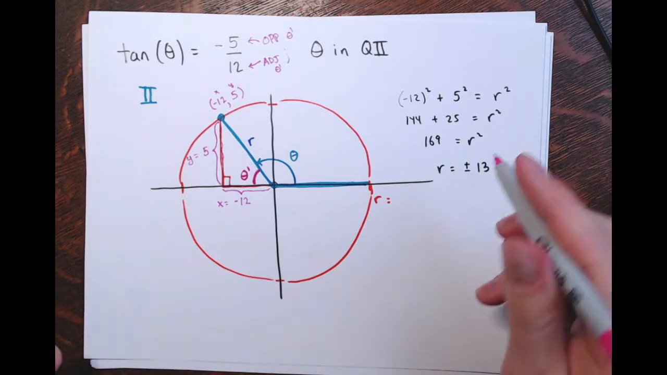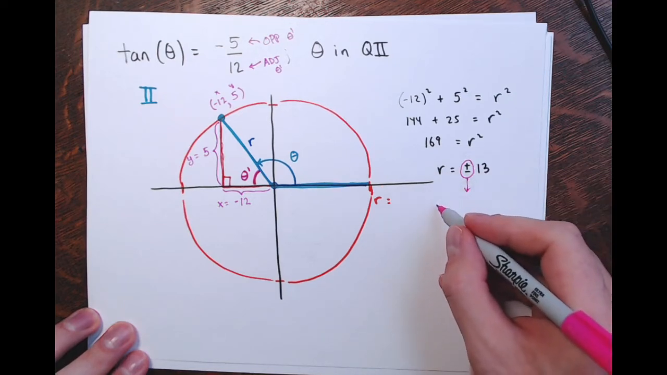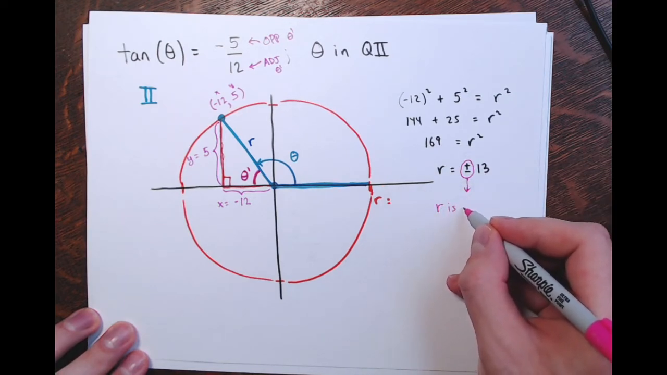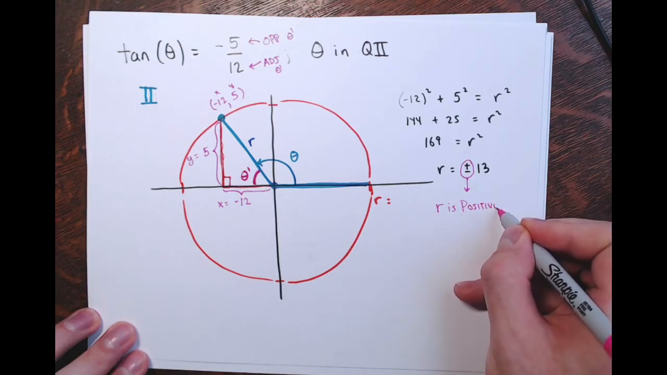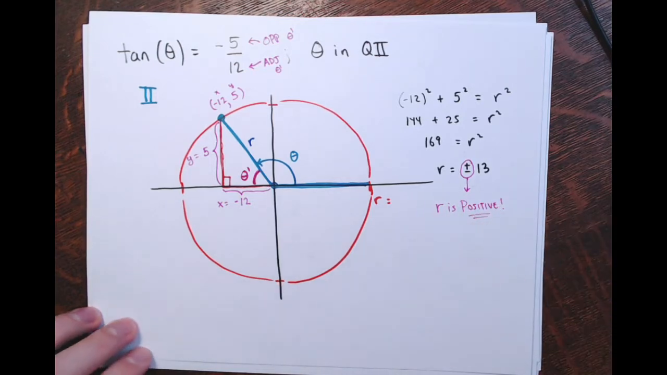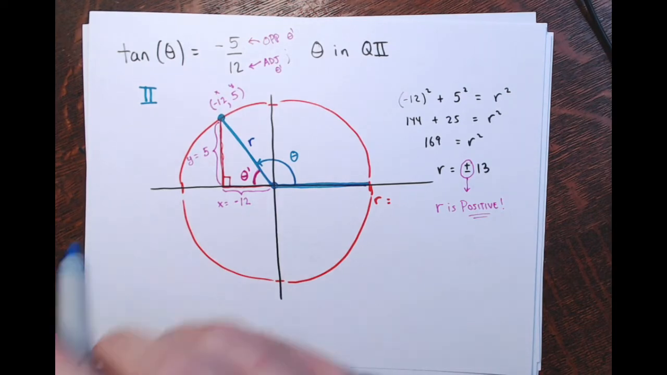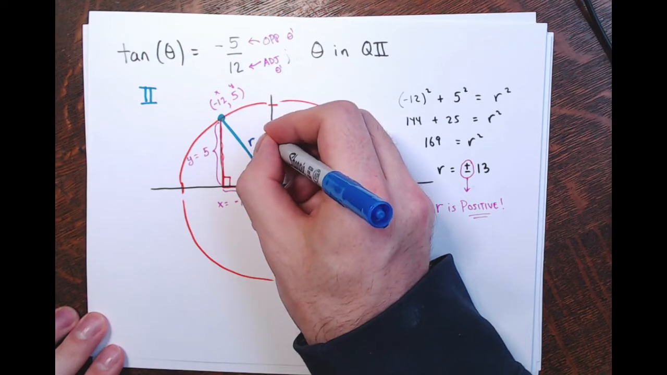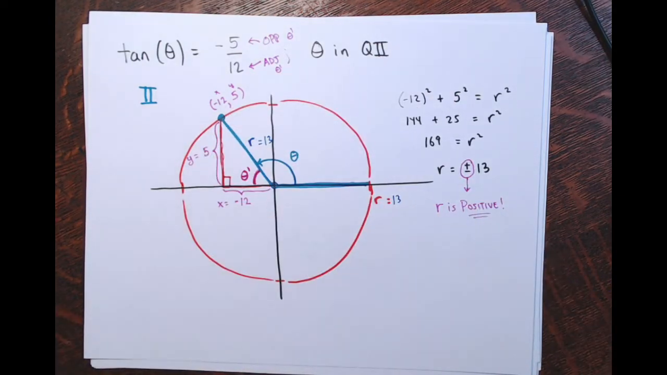Which one do I use? Well, remember, r is always going to be positive. R is a positive quantity when I talk about the radius of the circle. So positive 13 for r. So here it is again, another circle with a radius of 13. Again, not the unit circle.